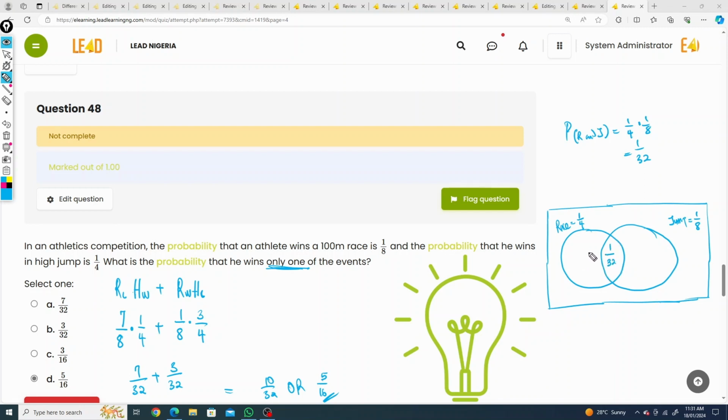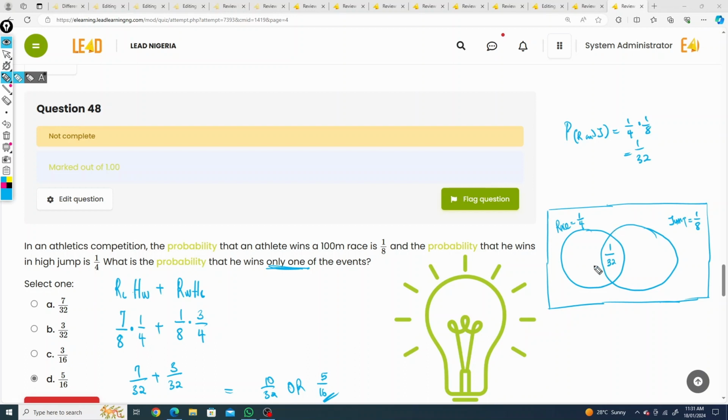So this means that I can calculate the probability of just winning the race alone, right? So I can do 1 out of 4 minus 1 over 32. That will just give me this section here, which is where I would win the race alone, all right? And I can do the same for the jump, 1 out of 8 minus 1 over 32, and that will give me the probability of winning the jump alone, all right?